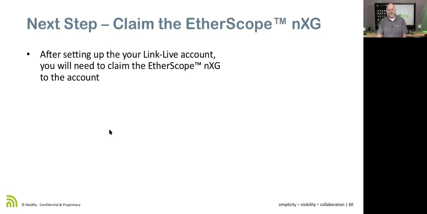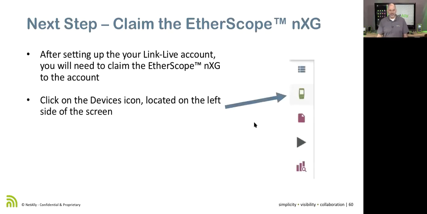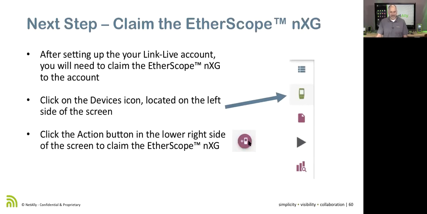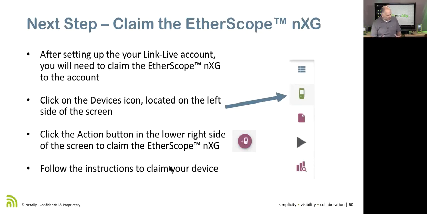So after we've set up our LinkLive account, we need to go in and claim our EtherScope nXG. So what we're going to do is come into LinkLive and click on our devices icon over there on the left-hand side of the screen. Then we're going to see our little action button show up. And in that action button, we can click on that. We can add a device. And that's going to say, how do we do that? So let's go ahead and take a look at how we do that.